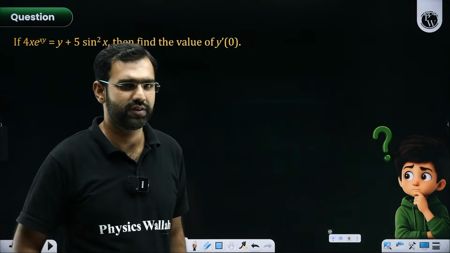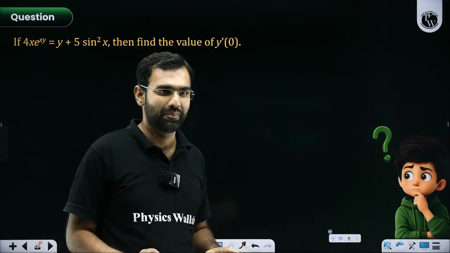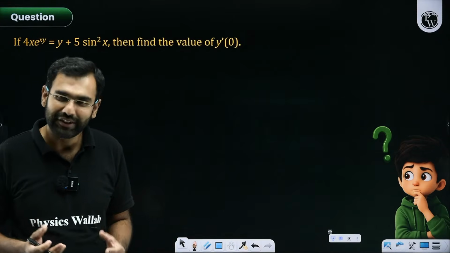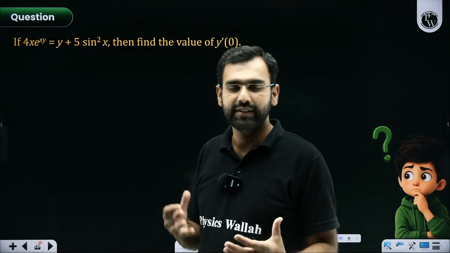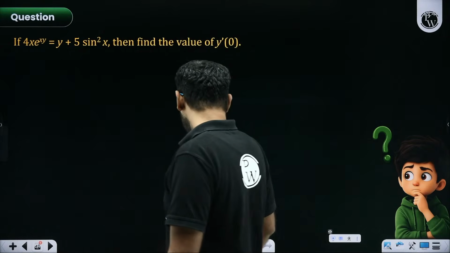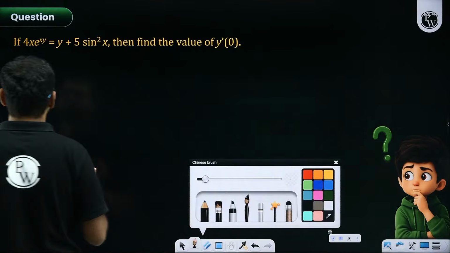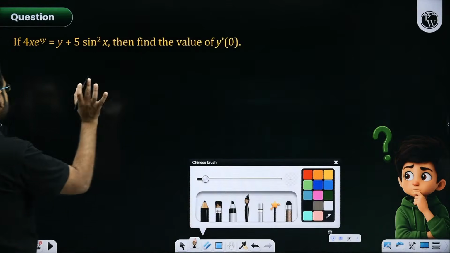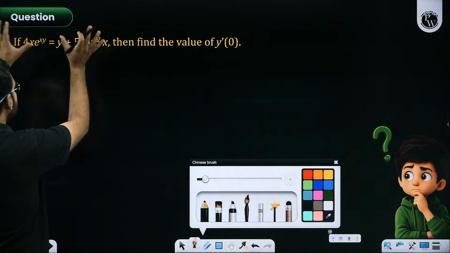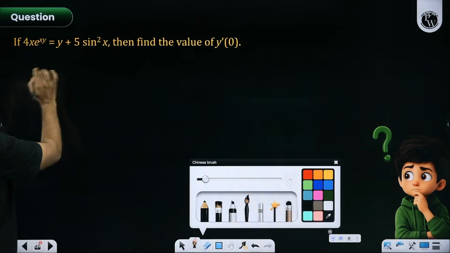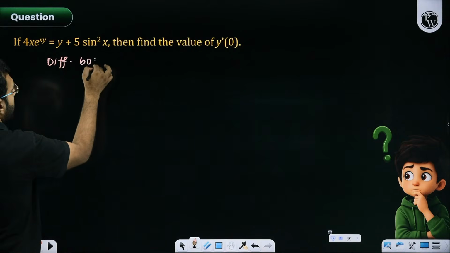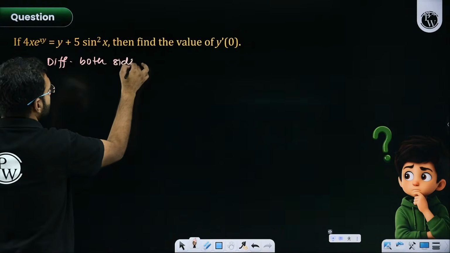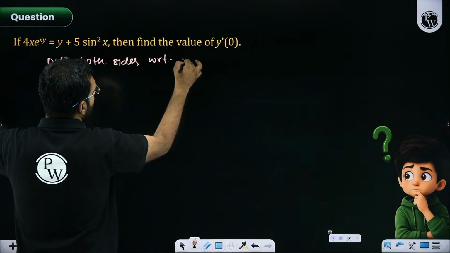Start posting your answers in the comments as soon as you get the answer. Don't use AI, don't cheat. Solve it with your genuine and sincere efforts, everybody. So if I use the direct, standard approach, it says simply differentiate both sides with respect to x.